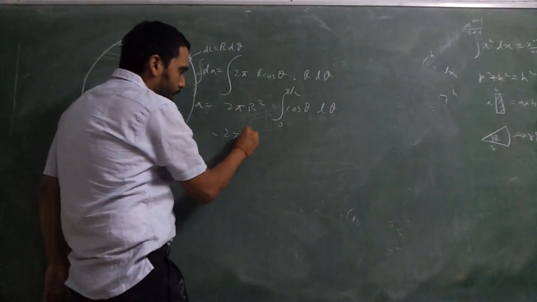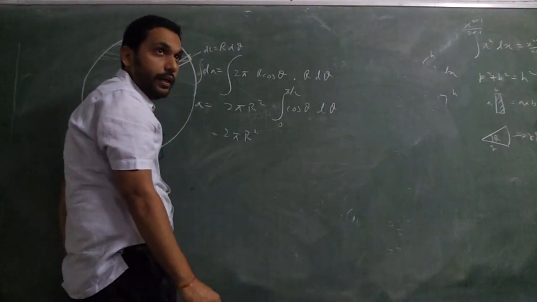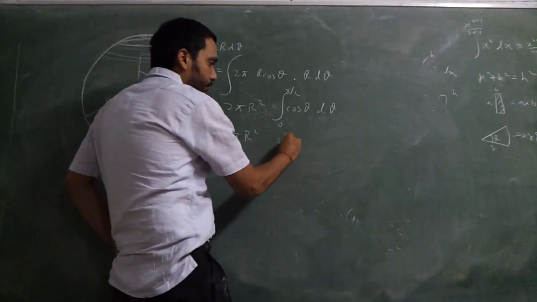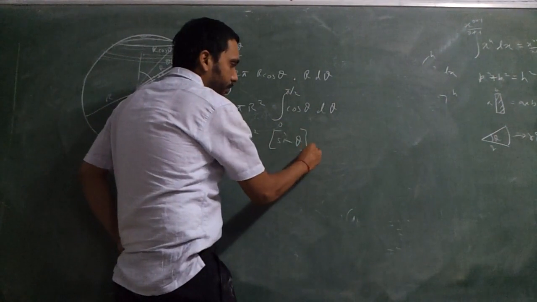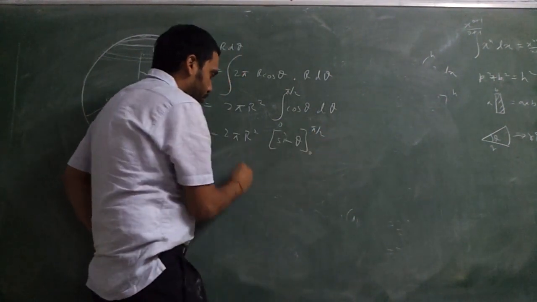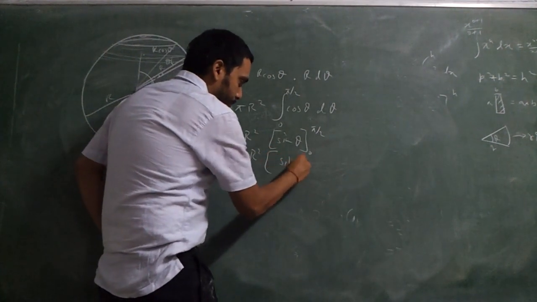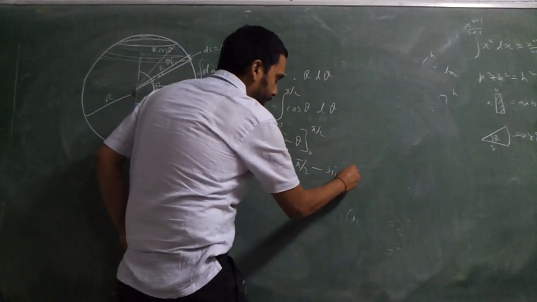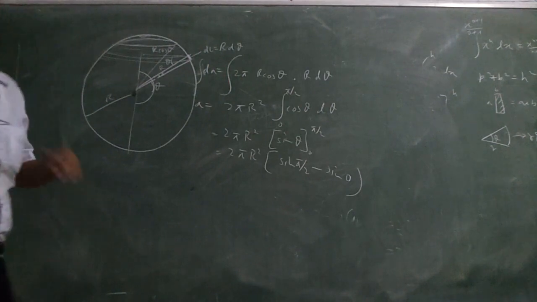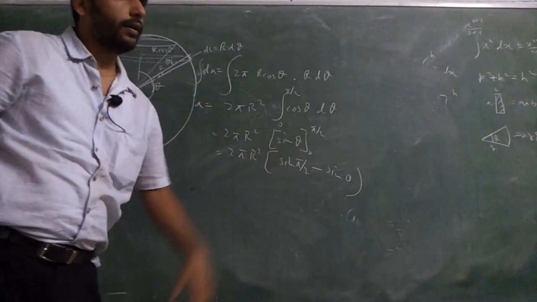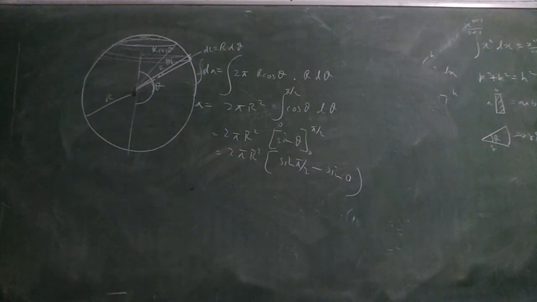So what do you get? 2 pi R square, and cos theta integration is what? Sin theta. Limit 0 to pi by 2. So it is 2 pi R square, sin pi by 2 minus sin 0. What is sin 0? 0. What is sin pi by 2? 1. So you get 2 pi R square as a hemisphere area. Right? Any doubt?